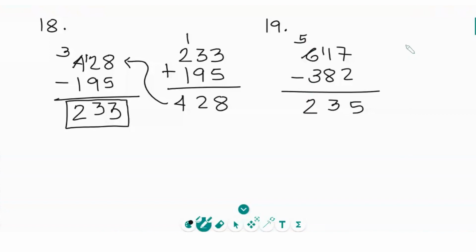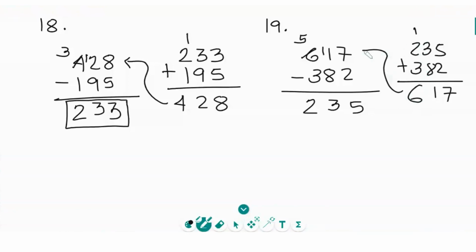So let's check that again. We have 235 plus 382. So 5 plus 2, that will give us 7. And 8 plus 3, that will give us 11, carry 1. 3 plus 2 is 5. 5 plus 1 is equal to 6. So there you go, we have 617 also here. And our final answer is 235.